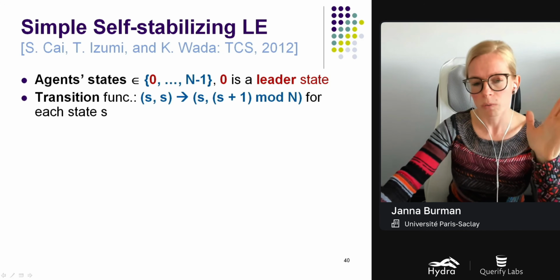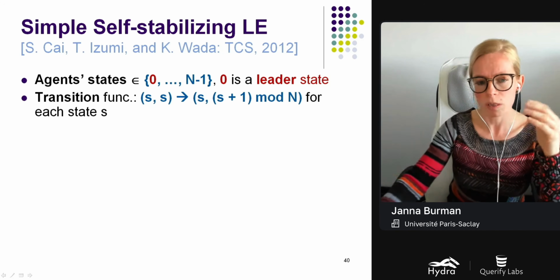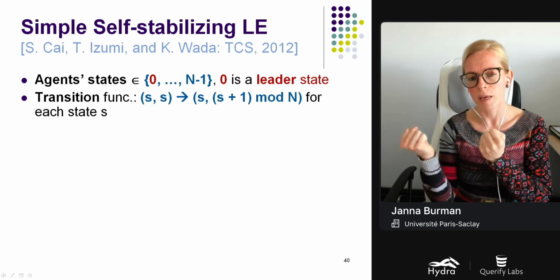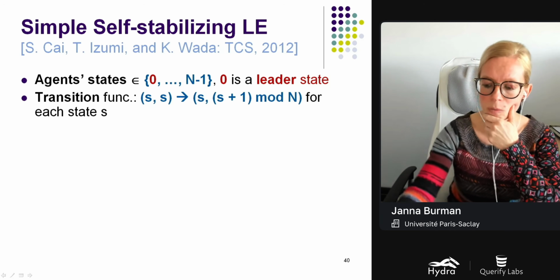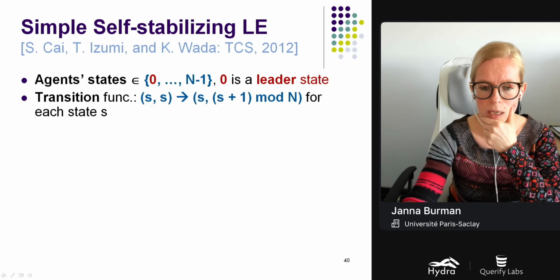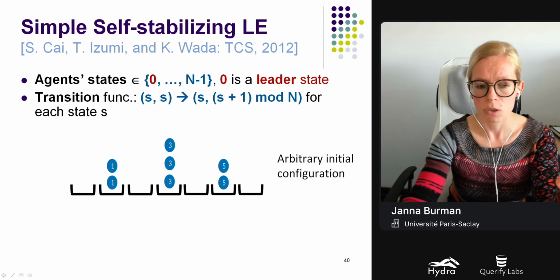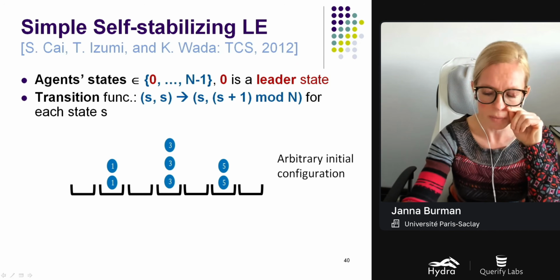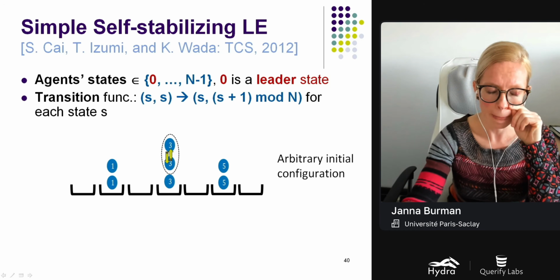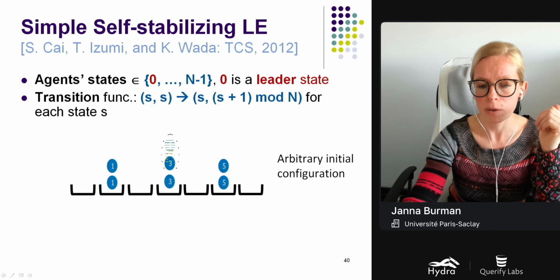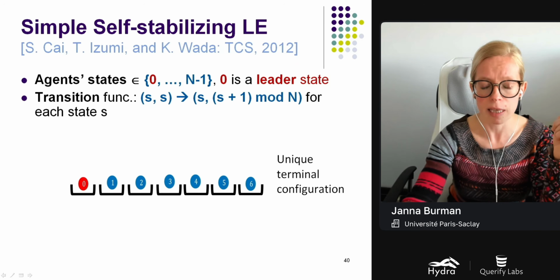And the protocol was simple. There was only one type of rule. If two agents in state S meet, one of them becomes S+1 modulo n. Okay, so you may imagine some arbitrary configuration. Yeah, this is self-stabilization. Like here, 2 agents in state 1, 3 agents in state 3, 2 agents in state 5. 2 of them in state 3 meet, and 1 becomes 4. And we can continue applying the same rule.